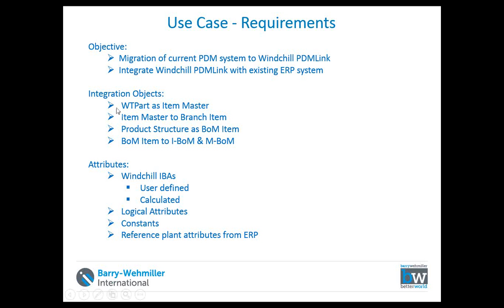So the integration objects, WT parts in Windchill, will go as item masters. Once the item master is created on the ERP side, then we have to write down to the branch items. That is nothing but different plants, manufacturing plants. In the product structure, it will go as the BOM items in ERP, and the bill of material item has to go as item BOMs and the manufacturing BOMs in ERP.